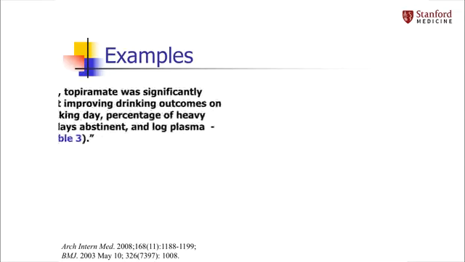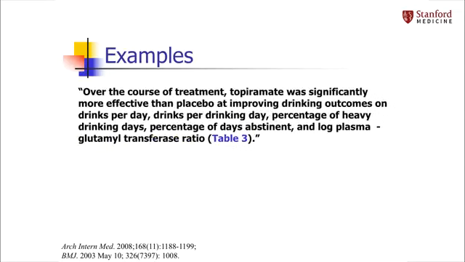Here are some examples. So the first reads, over the course of treatment, topiramate was significantly more effective than placebo at improving drinking outcomes on drinks per day, drinks per drinking day, percentage of heavy drinking days, percentage of days abstinent, and log plasma glutamyltransferase ratio.